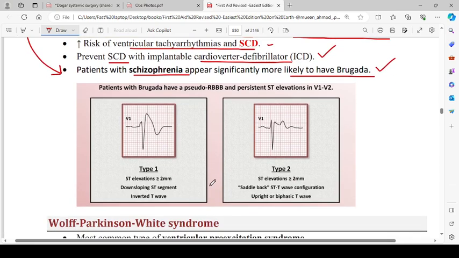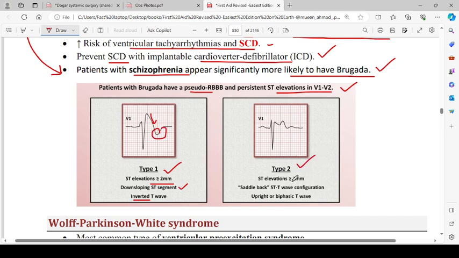Now, patients with Brugada have a pseudo right bundle branch block and persistent ST elevation in V1 and V2. So in type 1, this is ST elevation. Here you can see that it was supposed to go like this, but it is moving upwards. This ST segment elevation is more than or equal to 2 millimeters, with a downsloping ST segment and inverted T waves. It is downsloping and it has an inverted T wave. So it is type 1.